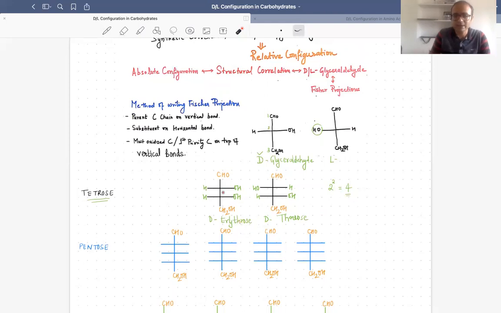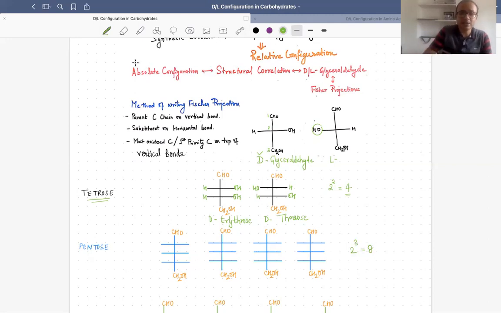Let us now go to another higher form where you have 3 chiral centers. So this would be your pentose sugar. Now let's again calculate the number of stereoisomers possible. You have 2 to the power of 3, so you should get 8 stereoisomers. 4 of them would be D form, and 4 of them would be the mirror image, that is the L form.